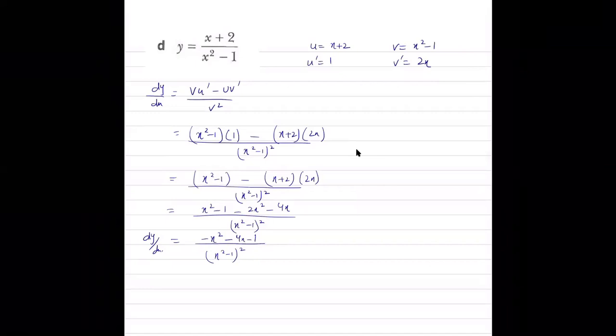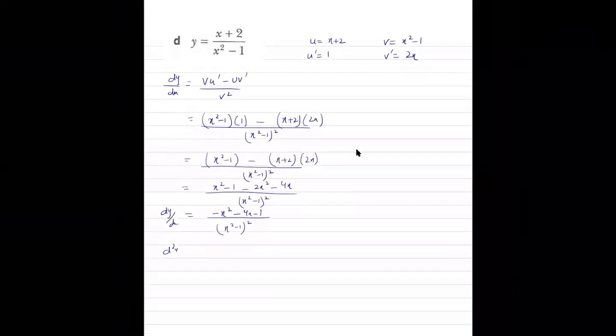Now, to find the second derivative, u is going to be minus x squared minus 4x minus 1. v is going to be x squared minus 1. Is there a way to simplify x squared minus 4x minus 1 further? Let me see. Minus 1 x squared minus 1. No.